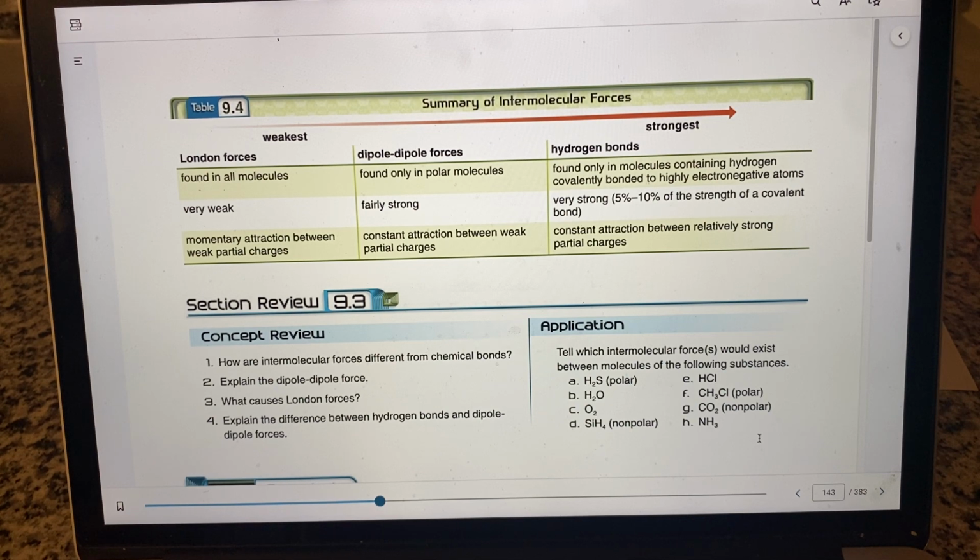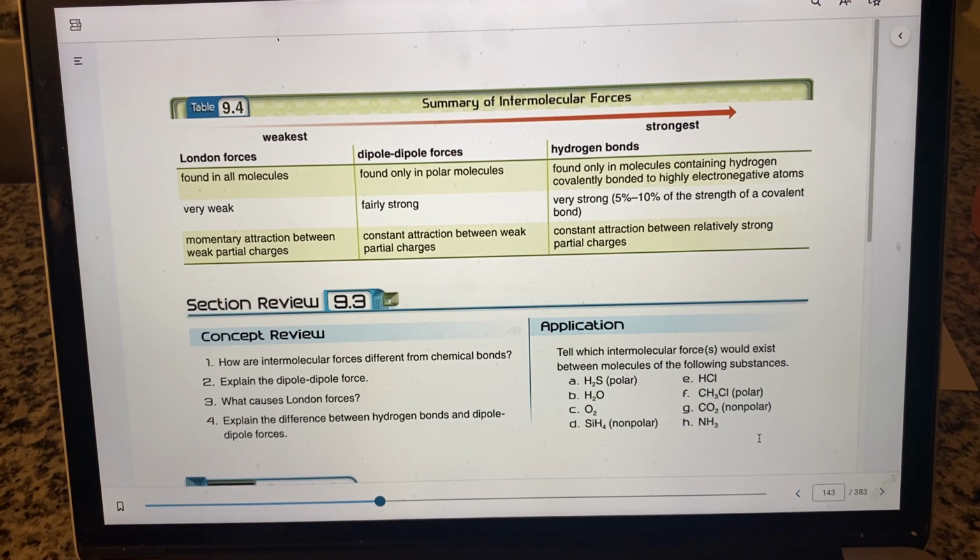Let's look at the questions really quick. How are intermolecular forces different from chemical bonds? Well, basically the "inter" means in between molecules, and the bonds are within molecules. The covalent bonds hold the atoms together into a certain substance, and the intermolecular forces are those in between the molecules. Hope that explains it.